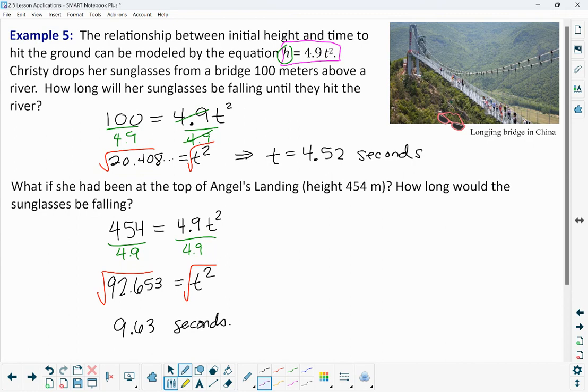Something that is interesting to notice: we talked about how the longer an object is falling, the faster it's going. And you can see that has to be true here because we were more than 4 times higher in the second example, but it didn't take 4 times longer to fall. In fact, it only took a little bit over twice as long, but we were over 4 times higher. So anyway, kind of interesting.